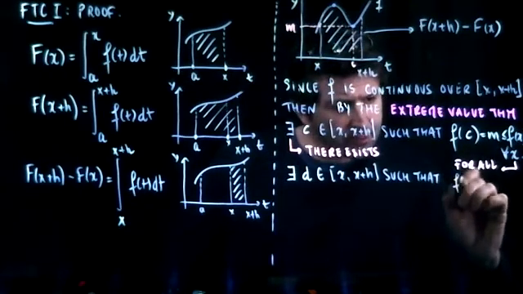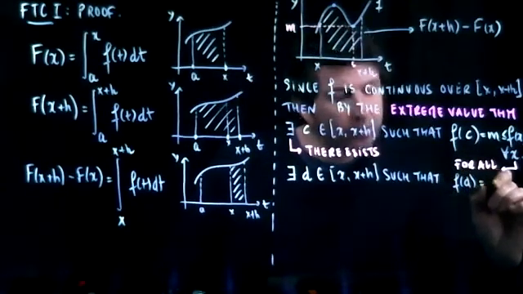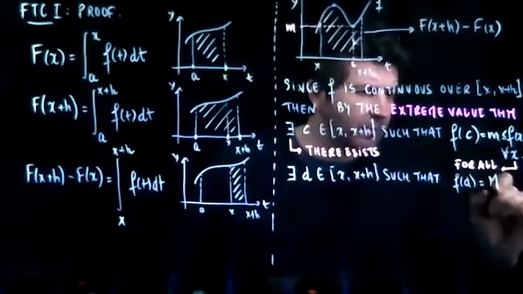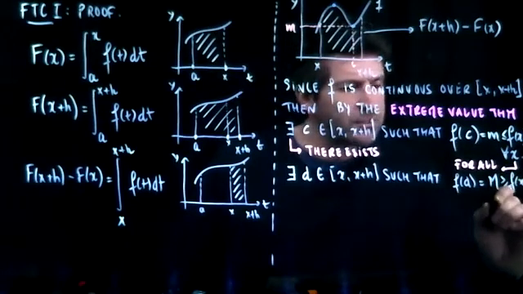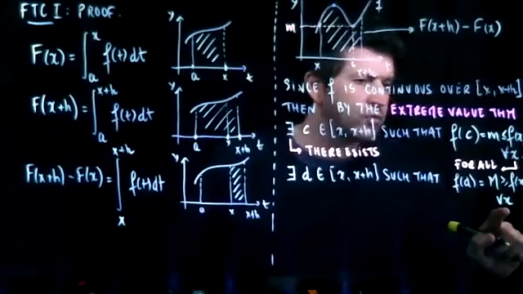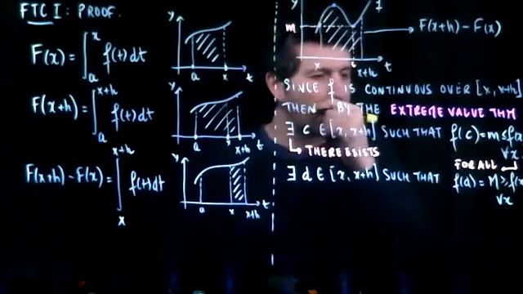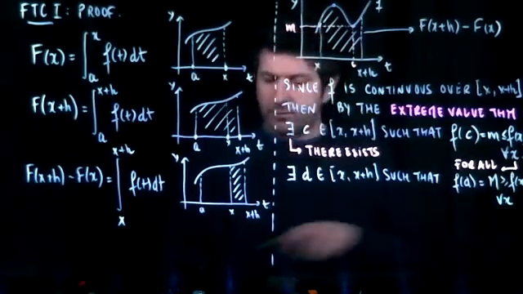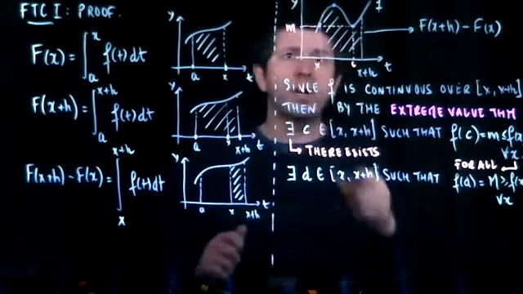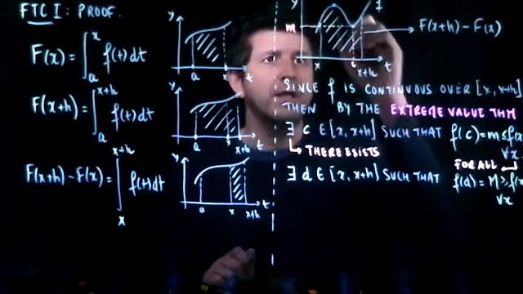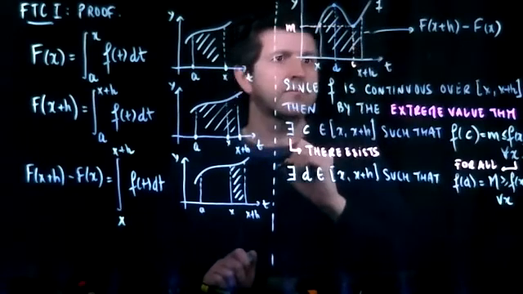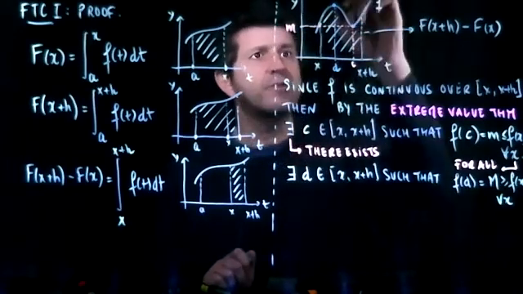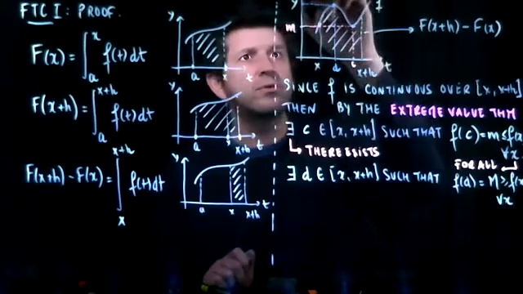F of D is equal to M. So I'm going to call this big M, okay, for the maximum, which is bigger or equal to f of x. Yes, very nice, for all x. Okay, for all x, of course, for all x in my interval. Good. So what I'm writing here: I'm saying that there is a value D such that f of D is equal to big M.